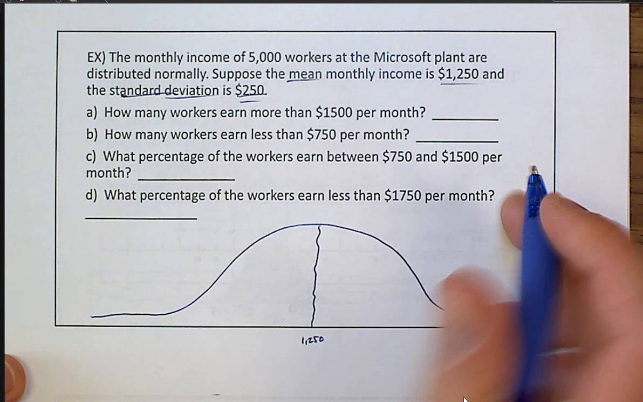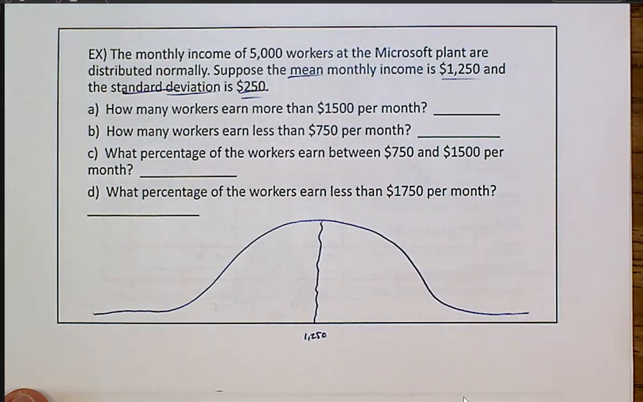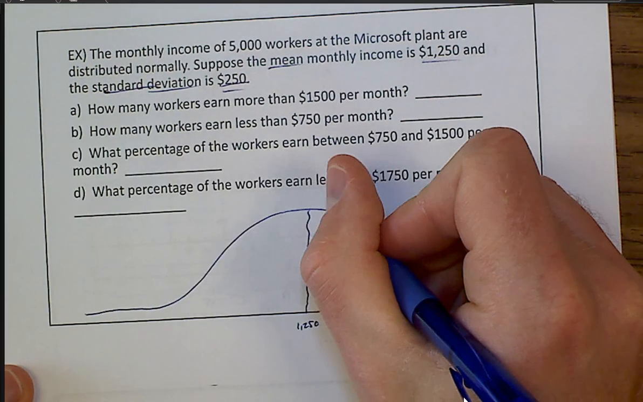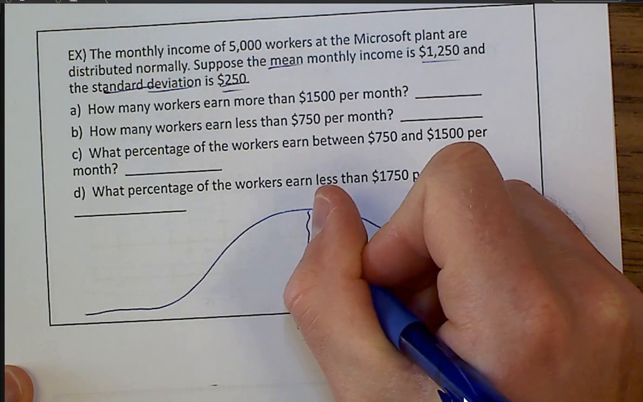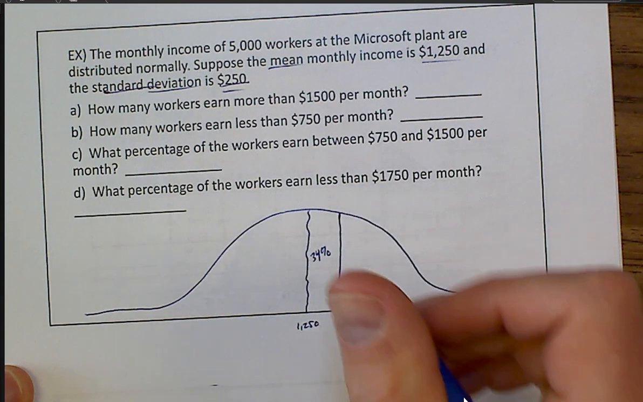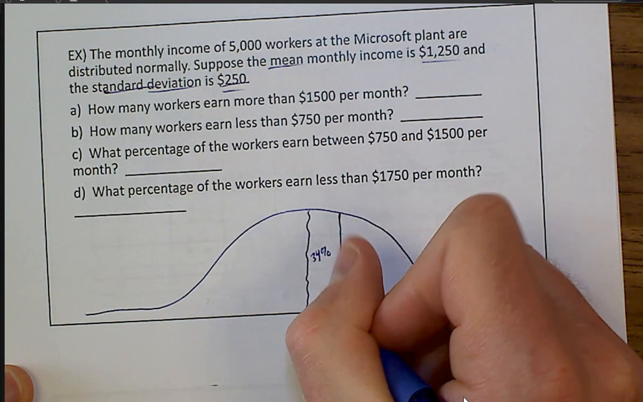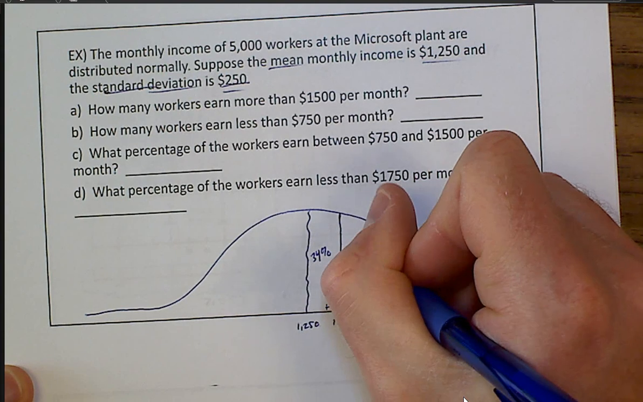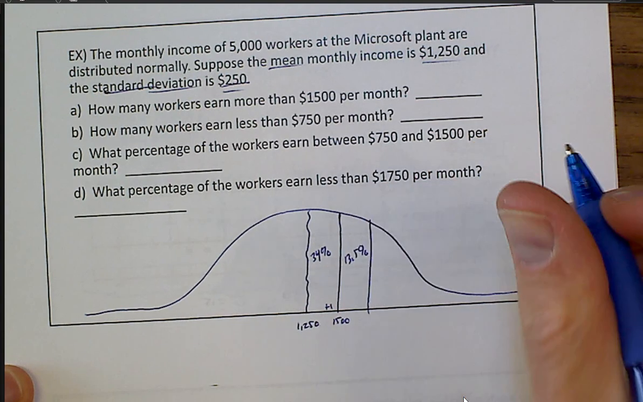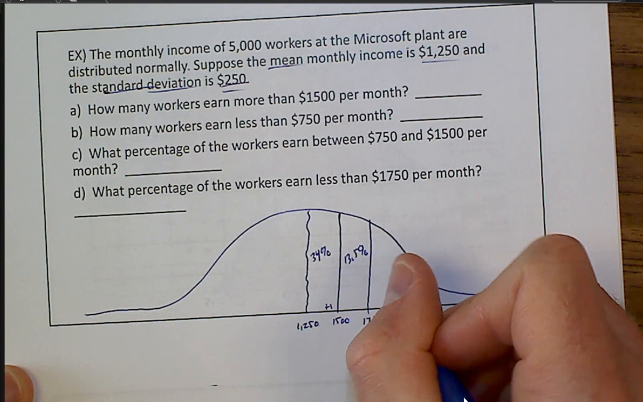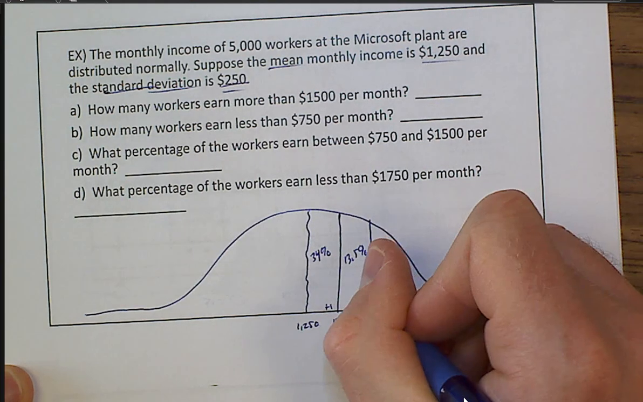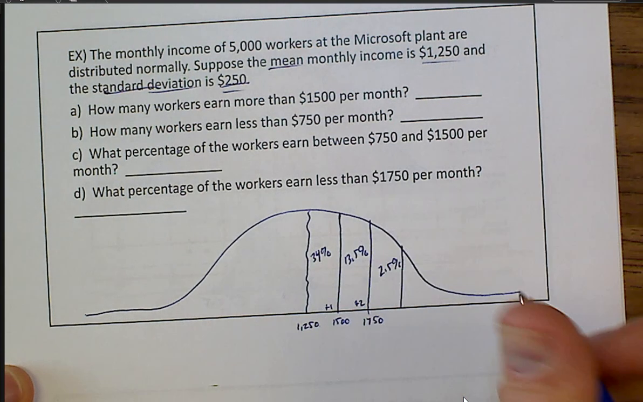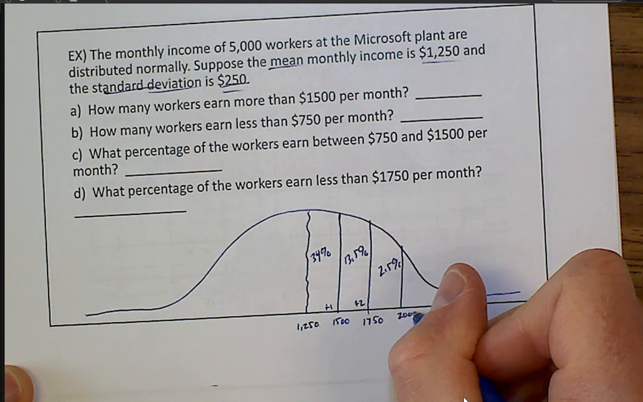So now I have to make the rest of my graph like I did before. This will be 34% this way, and that's going to be 1,500. That's my +1 standard deviation. This will be 13.5%. That's going to be 1,750. It's +2 standard deviations, and then 2.5% should give me an even 2,000. That's plus 3 standard deviations.